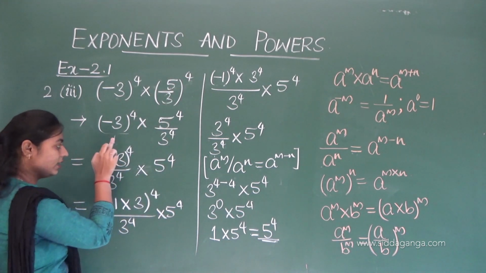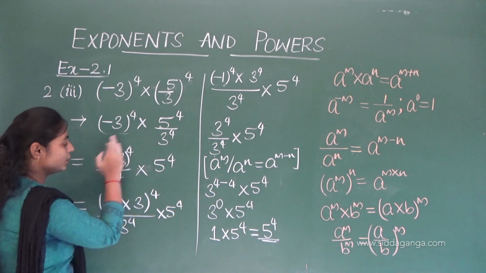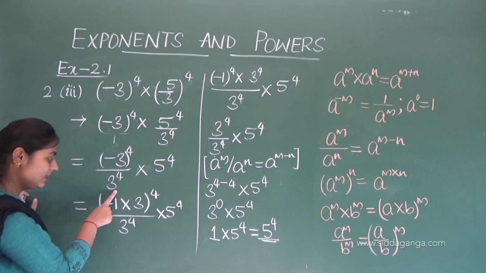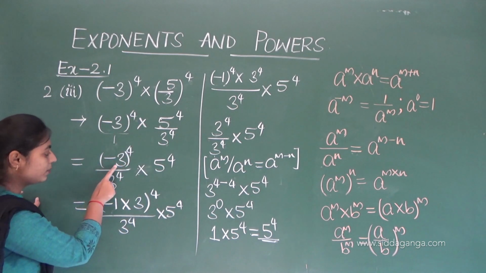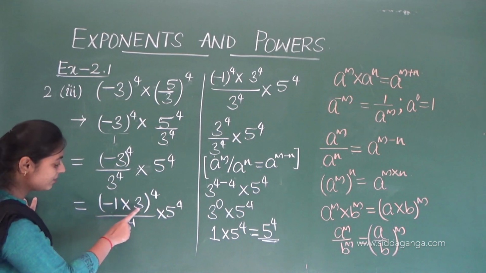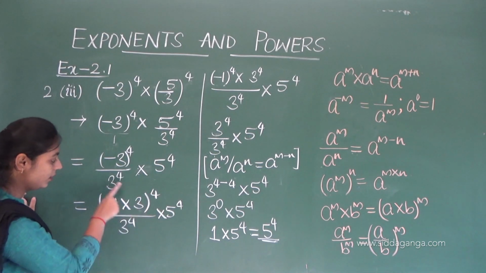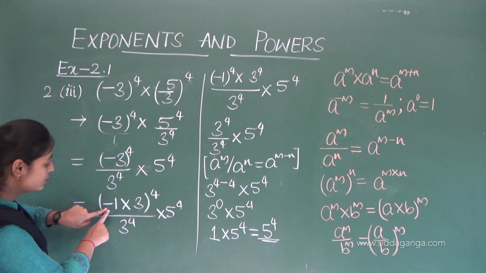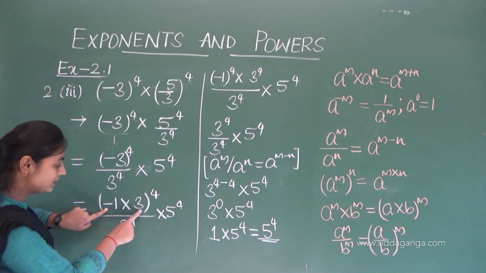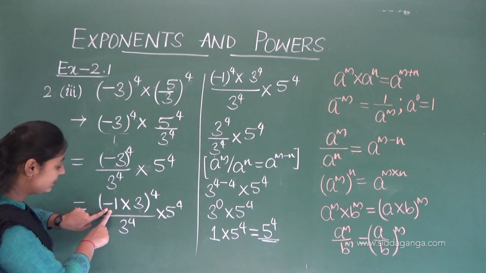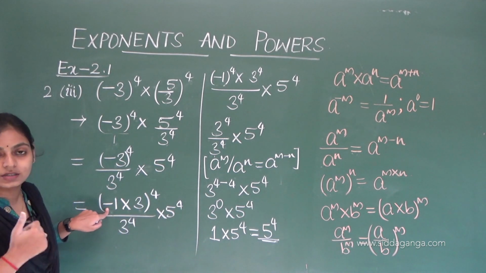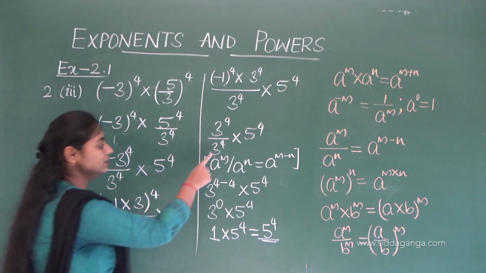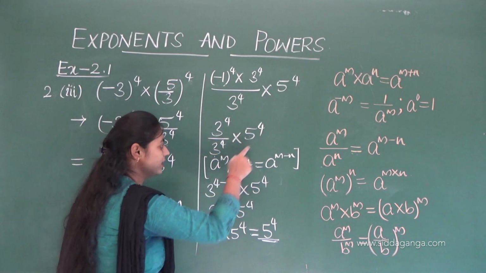So here, even if nothing is in the denominator, it is 1. Multiplying the denominator, (-3) whole power 4 divided by 3 raised to the power of 4. So minus 3 can be written as minus 1 into 3, whole to the power of 4 divided by 3 raised to 4 into 5 raised to the power of 4. So 1 whole to the power of 4 into 3 raised to the power of 4; minus 1 multiplied 4 times gives us again 1, into 3 raised to the power of 4 divided by 3 raised to the power of 4 into 5 raised to 4.